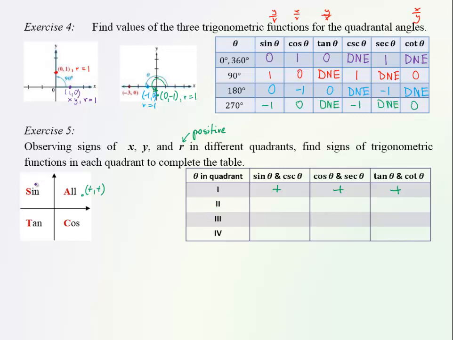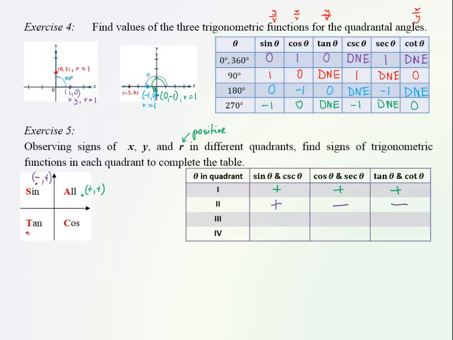Any point chosen in second quadrant will have first coordinate negative and second coordinate positive. Remember, r is always positive. So only those functions that involve x in their definitions will be negative. So x appears in the definition of cosine, so cosine and secant will be negative, and it also appears in the definition of tangent, so tangent, cotangent will be negative. Sine and cosecant will be positive, no problem there.